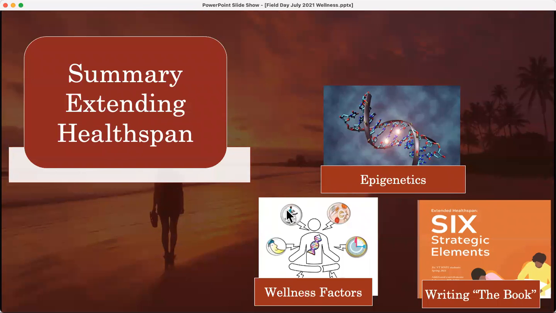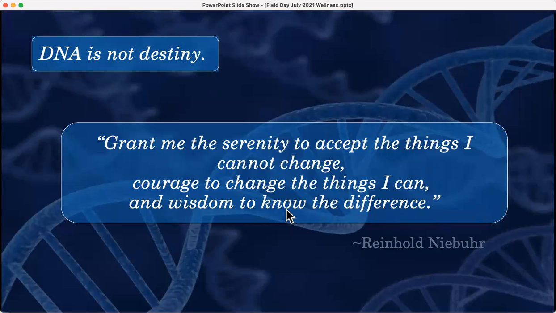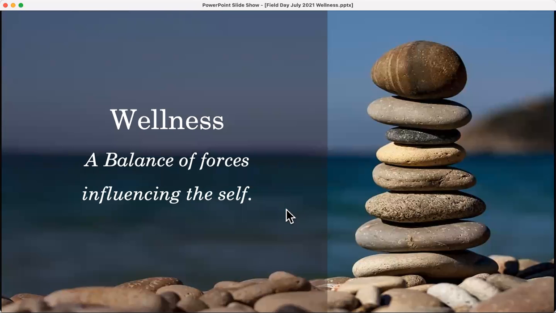So the summary is that I went through the epigenetics, the wellness factors, and writing the book. So I want to say DNA is not destiny. I like this, the serenity prayer: Grant me the serenity to accept the things I cannot change, courage to change the things I can, and wisdom to know the difference. So wellness is a balance of forces influencing the self.